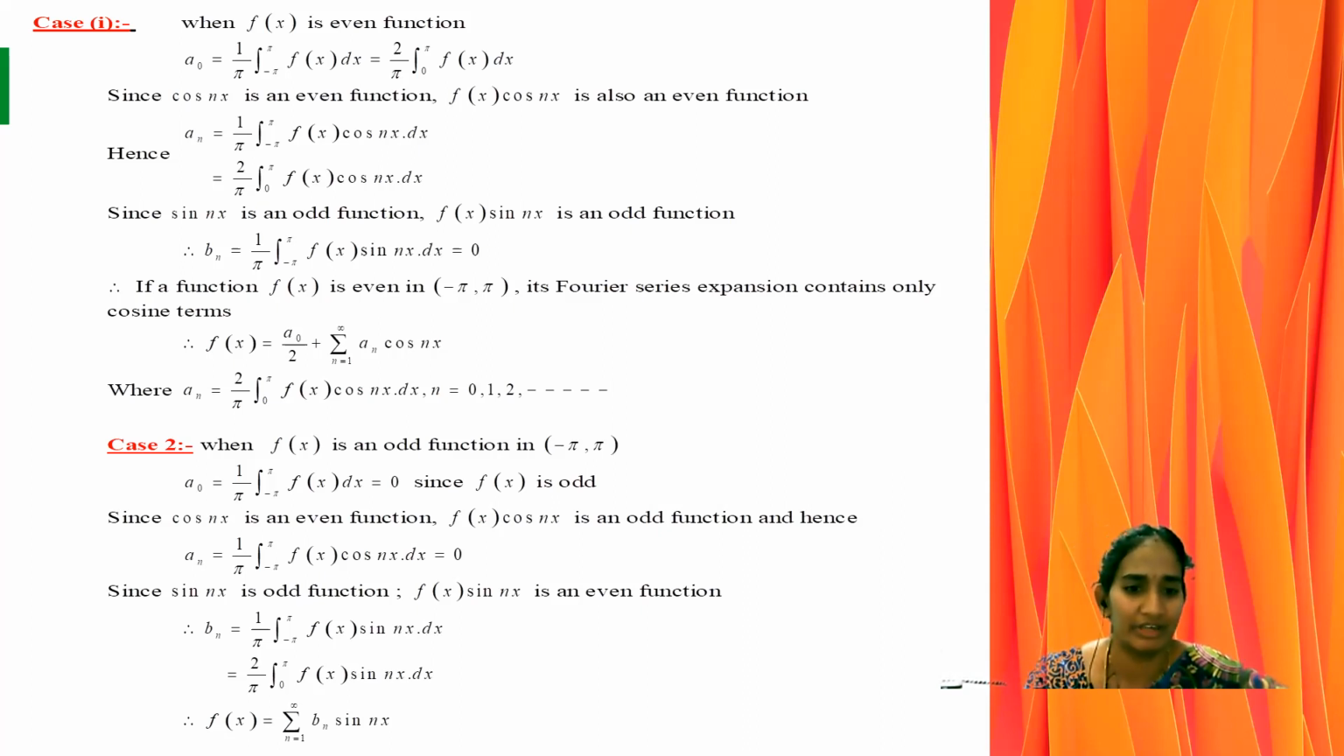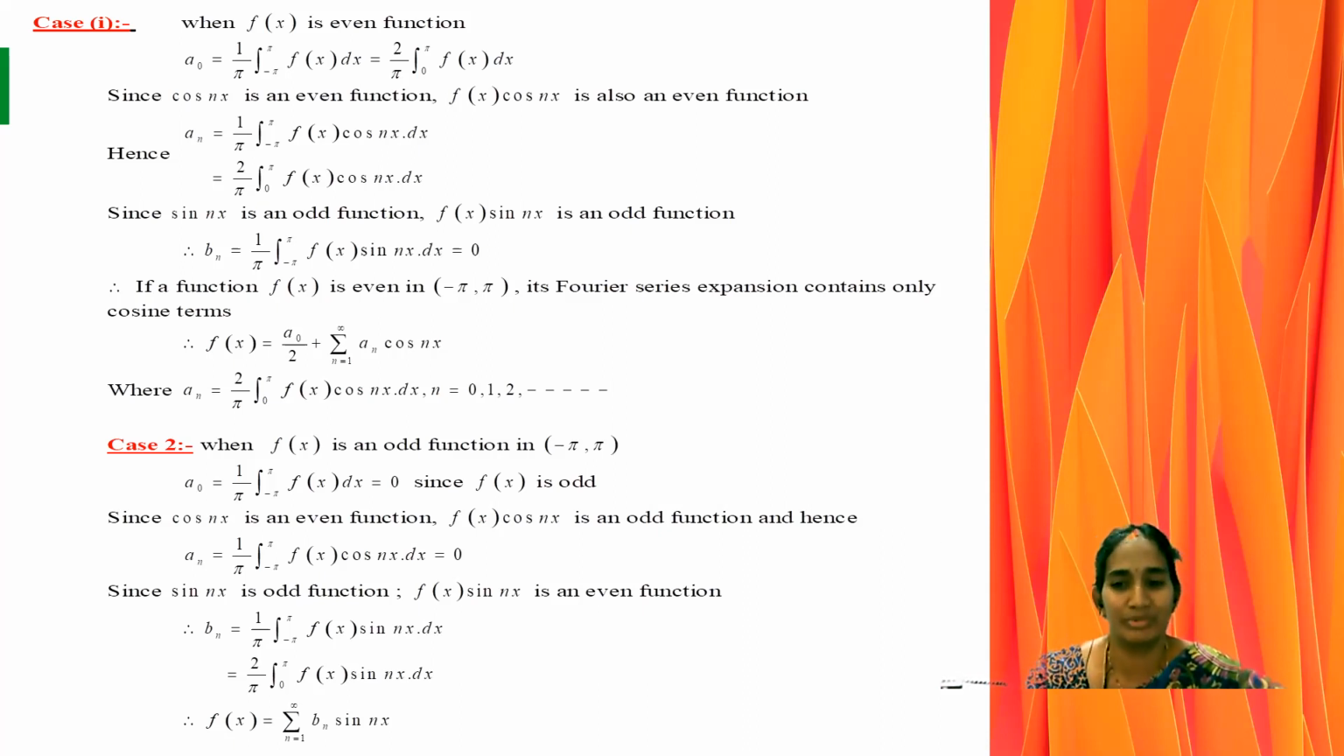So bn we are writing as 1 by pi integral minus pi to pi f of x sin nx dx, equal to 2 by pi integral 0 to pi f of x sin nx dx. Therefore, f of x equals summation n equal to 1 to infinity bn sin nx. So clearly the given function is an odd function. Only in the Fourier series we calculate f of x equal to summation n equal to 1 to infinity bn sin nx. So a naught and an values are zeros.